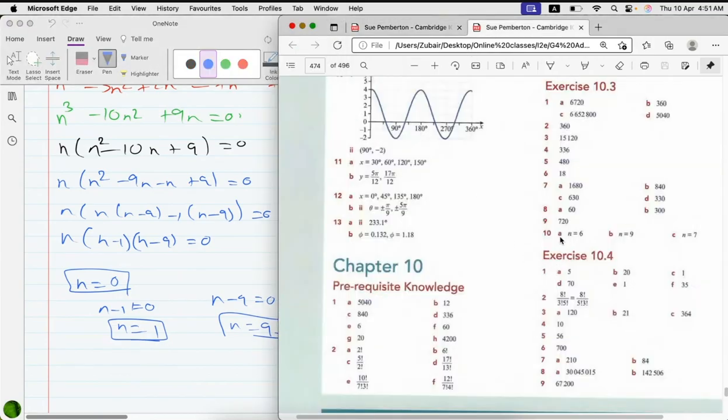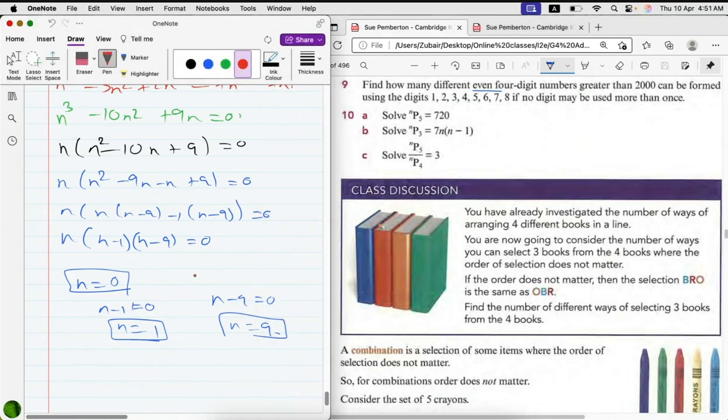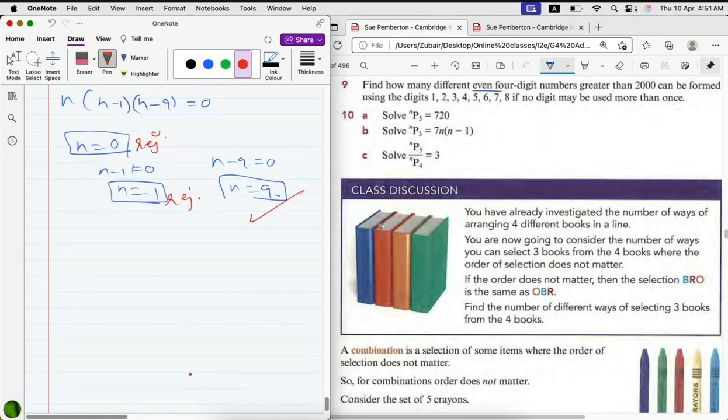Then B, n is 9. So it can't be 0, because nP3, they're selecting minimum 3 numbers. So it cannot be less than 3. So this is 0, and this is also rejected because these both are less than 3. So n is 9. N should be greater than or equal to 3. Therefore, n is equal to 9.